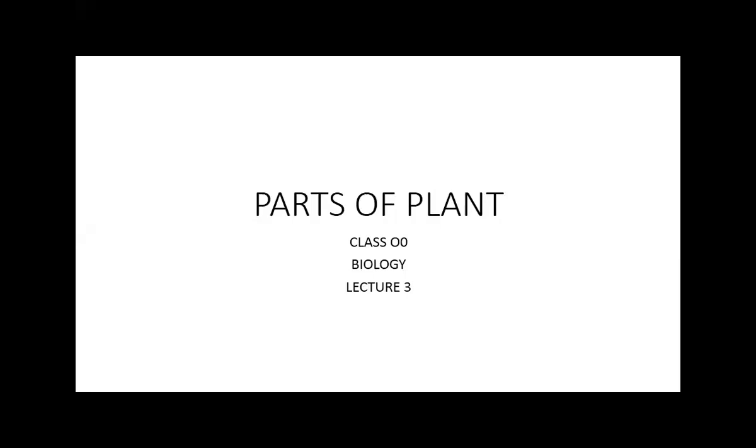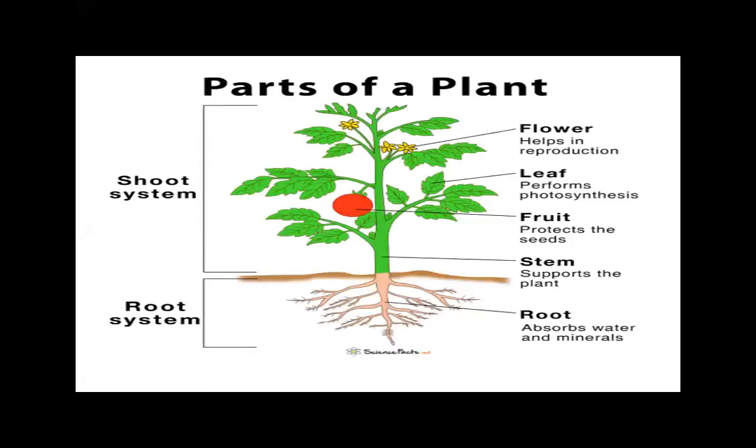Bismillahirrahmanirrahim. It's the parts of plant. Actually, a plant has the following parts. It has actually two parts. One is the vegetative part, the other one is the reproductive part. The vegetative part is the non-reproductive part, and that is supporting the reproductive structures of the plant.